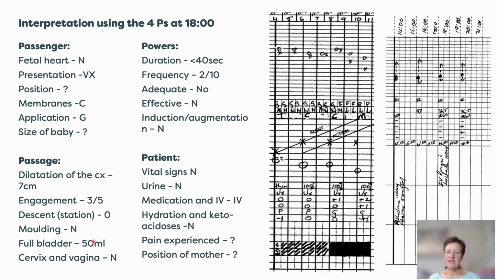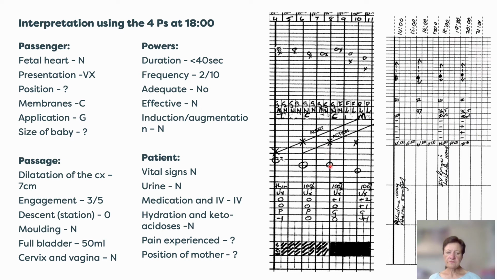If she can't empty it spontaneously on the toilet, one needs to pass a catheter here, to make sure that this bladder is empty, and that it is not the reason why this head is not going down at all.